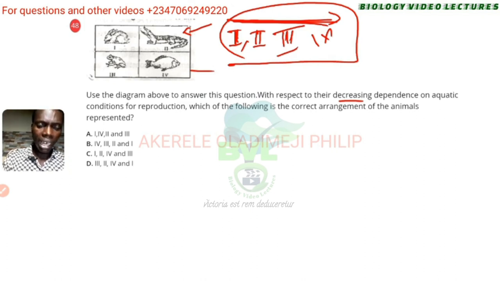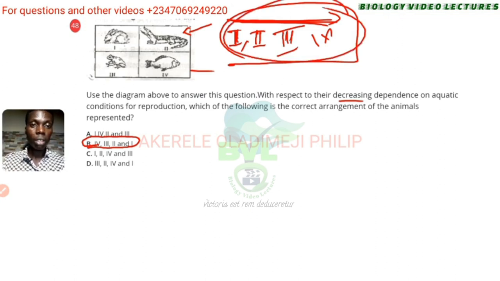Let's see. Except probably it meant the other way around. But when you say decrease dependence on aquatic condition, that means they don't need it. This is the real arrangement. It must have been a mistake in this. Analyze it yourself and see what I've said. If you understand the question, you'll be able to tell if the answer they've given is correct or not.